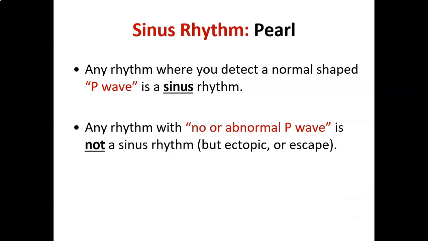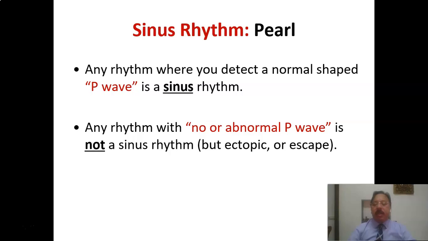So the clinical pearls in these sinus rhythms that you have to keep in mind: any rhythm where you detect a normal shaped P wave is a sinus rhythm. Very important. Whenever you detect a normal shaped P wave, it's a sinus rhythm. And any rhythm with no or abnormal shaped P wave is not a sinus rhythm. That may be coming from an ectopic focus, or maybe this is an escape phenomenon, and we are going to talk about this in detail in coming slides.